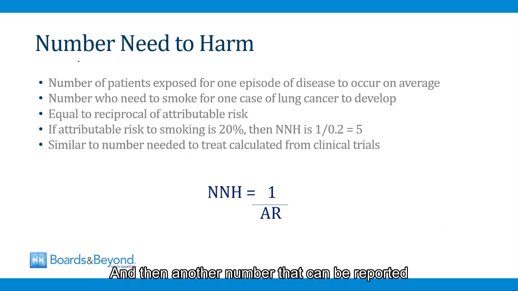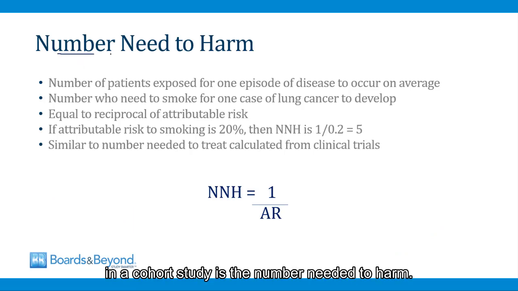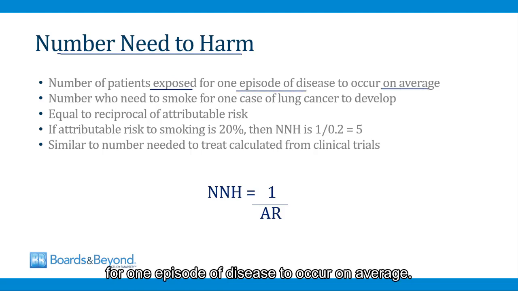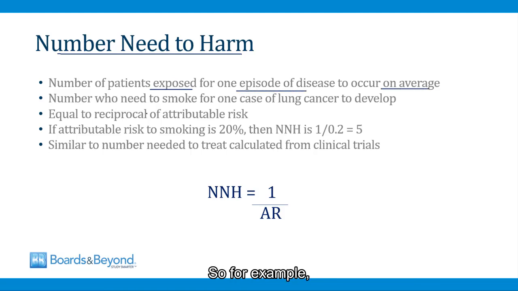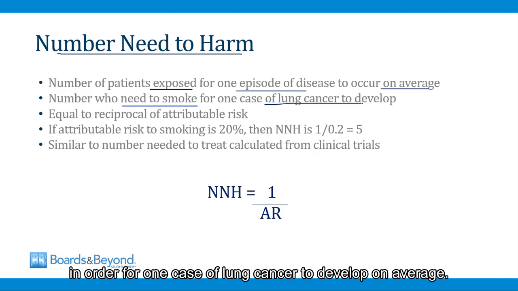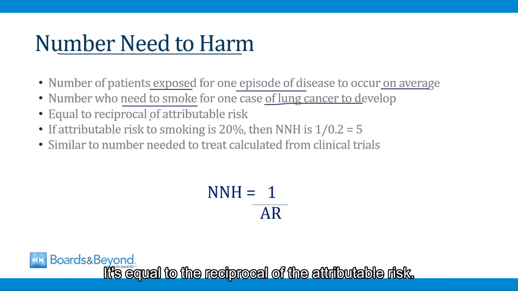And then another number that can be reported in a cohort study is the number needed to harm. This is the number of patients who have to be exposed for one episode of disease to occur on average. So for example, it could be the number of patients who need to smoke in order for one case of lung cancer to develop on average. It's equal to the reciprocal of the attributable risk.